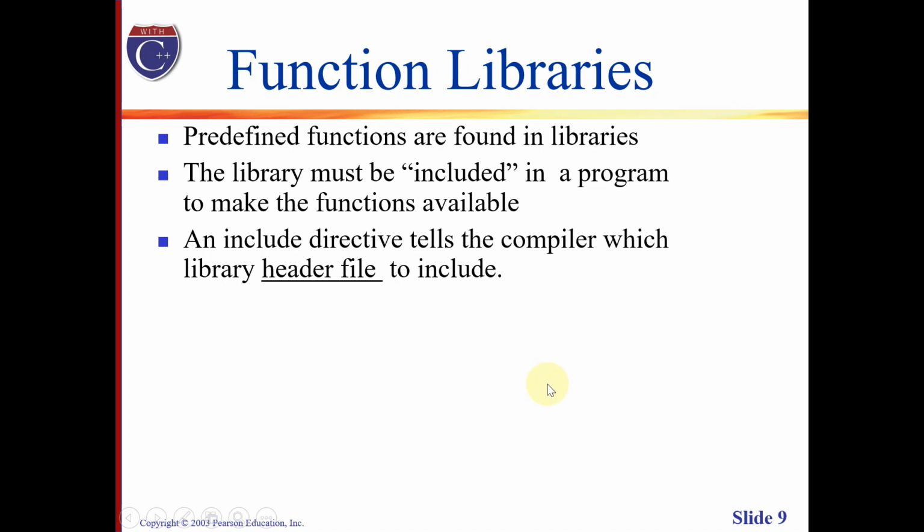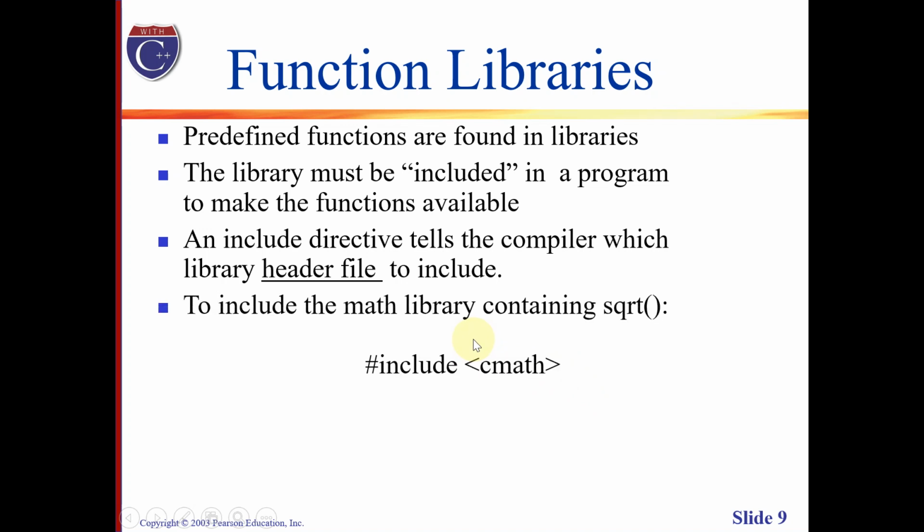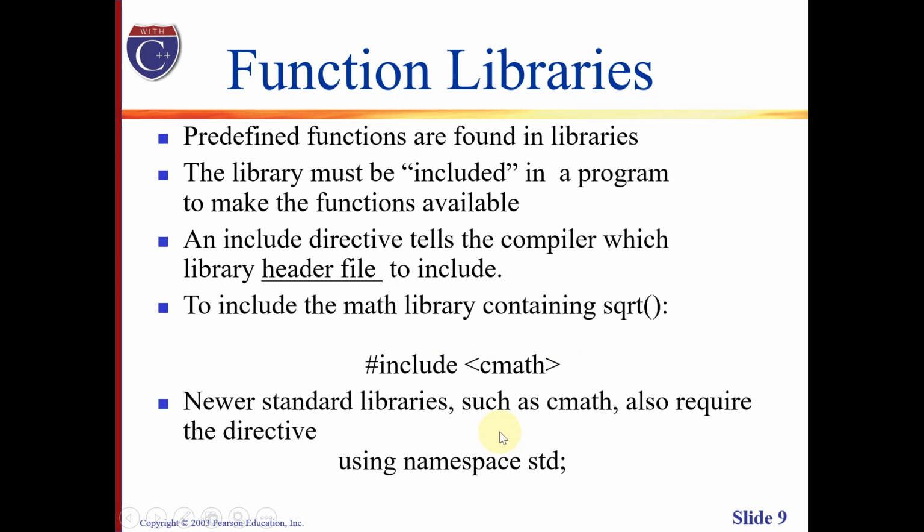Like in the previous example, we only used the IOStream library. This time, since we will be using predefined functions such as square root and power, therefore, we need to include the library that contains them. In this case, the CMath library. Newer standard libraries such as CMath also require the directive such as using namespace std, which we will talk more in detail as we go.